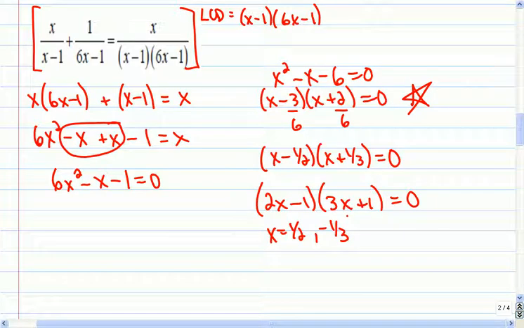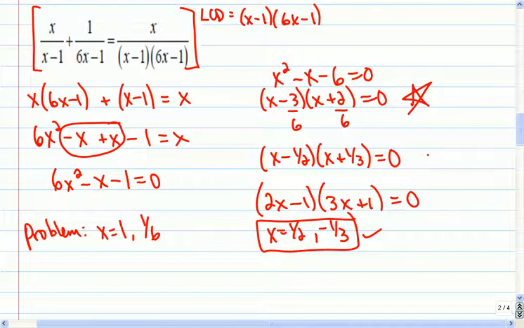Any problems with a half or negative a third? What would cause a problem here? What numbers would cause a problem in this equation? Yeah, 1 is a problem. And 1/6 would cause a problem there as well. So these are both acceptable. There are the answers. Okay.